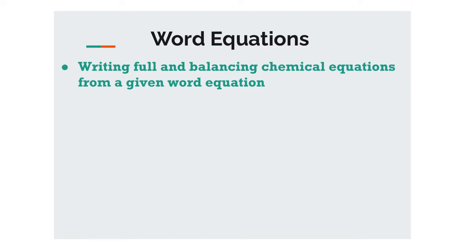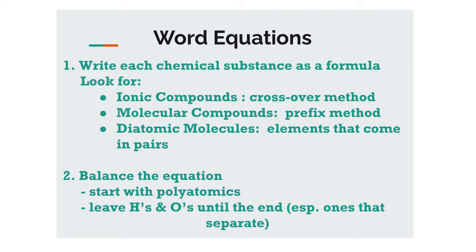In our lesson today, we're going to be taking what we've learned about naming and writing ionic compounds and molecular compounds, and we're going to convert word equations to full balanced chemical equations. As we get started with this, we need to make sure that we remember the proper rules for writing each chemical substance as a formula.